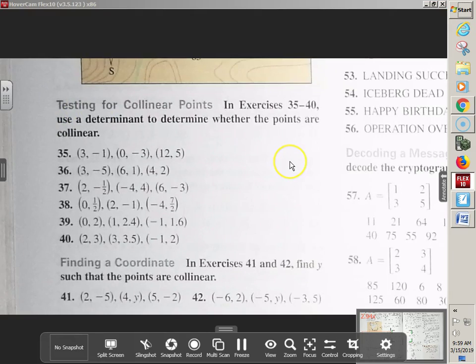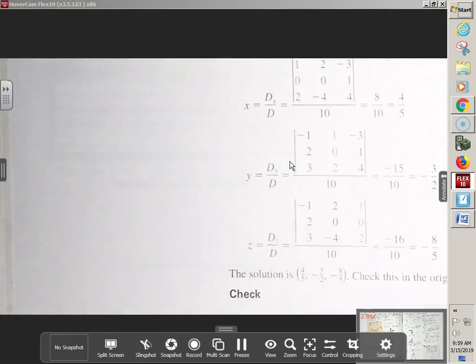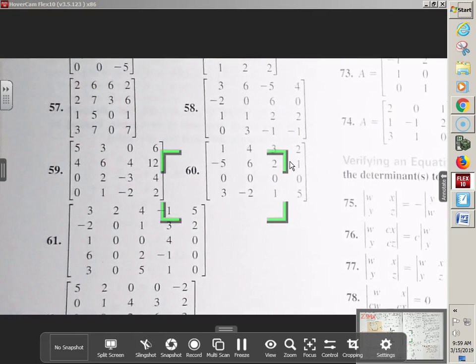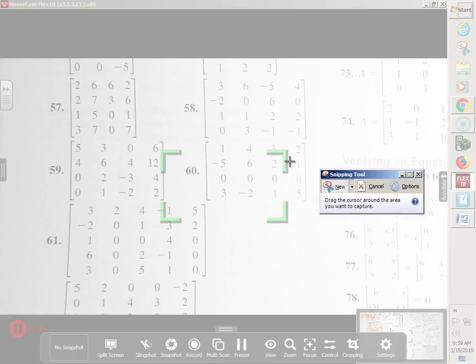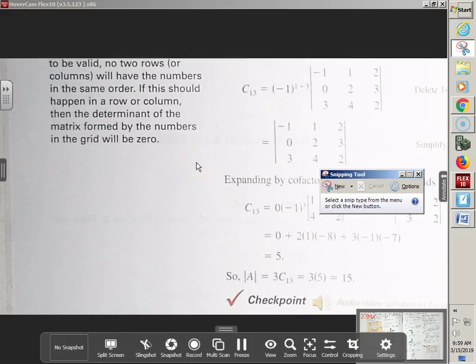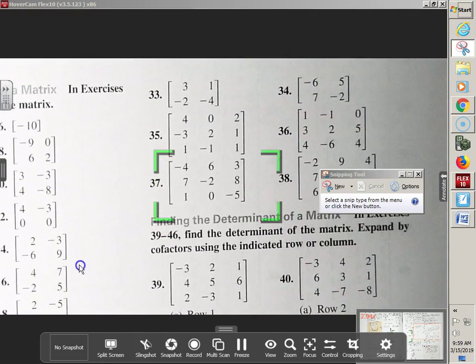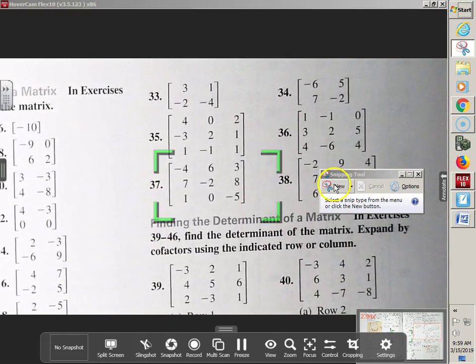Oh wait, I'm totally in the wrong section. This is 8.5, what we're supposed to be doing today. I was like, what? What was it, Jason? Number 30? 35. Was he not working out for you?